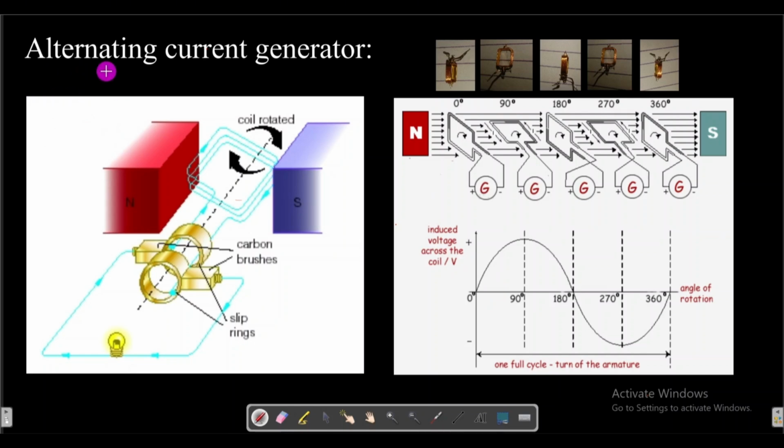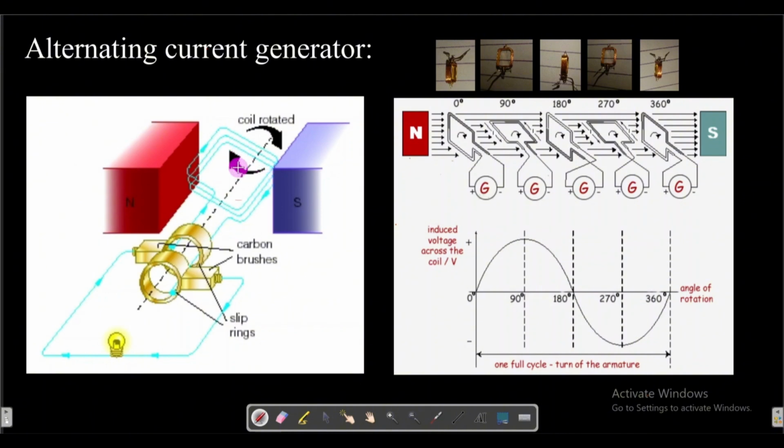Today we will discuss the alternating current generator. This is the construction of an alternating current generator. On the left side we have the north pole of the permanent magnet and on the right side we have the south pole of the permanent magnet. Between these two poles we have the coil, and this coil is in motion.